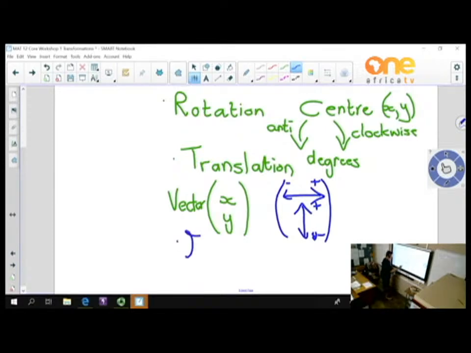And the last one is then an enlargement. When we do an enlargement, we use a center and a scale factor. So how many times have you enlarged it?